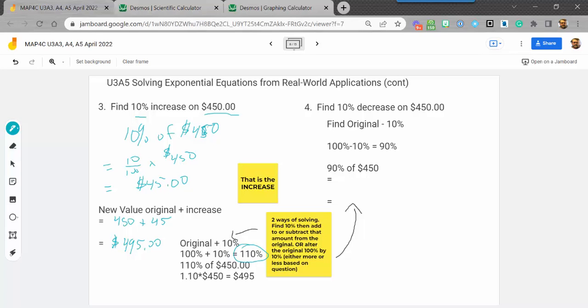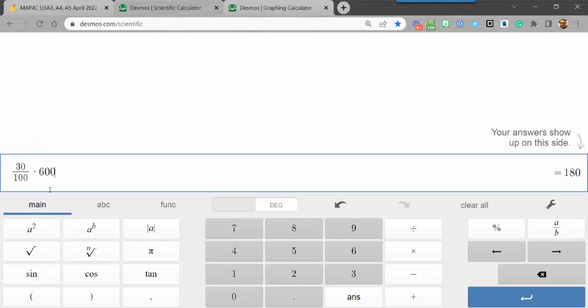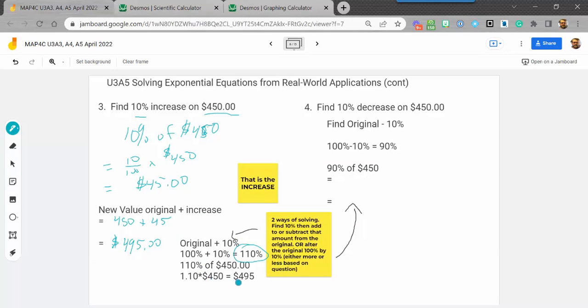So if I want 110% of 450, 110% as a decimal is 1.10. I'll show that on my calculator. 110 divided by 100 is 1.1 or 1.10. Okay, times 450 gives me the same thing. So I get to do it in one shot rather than piecing it together, finding the increase and then adding it. I do it all at once. I say I want 10% more, so it's going to be 110% of.